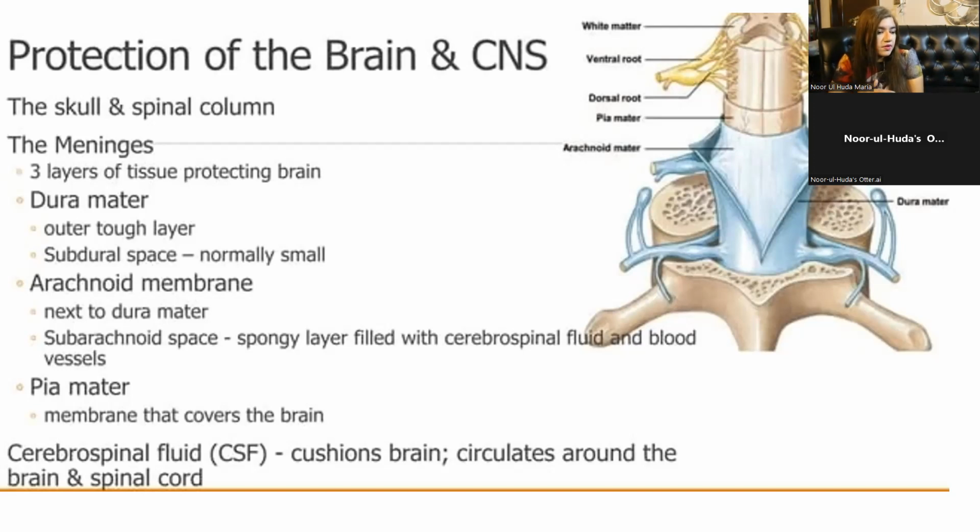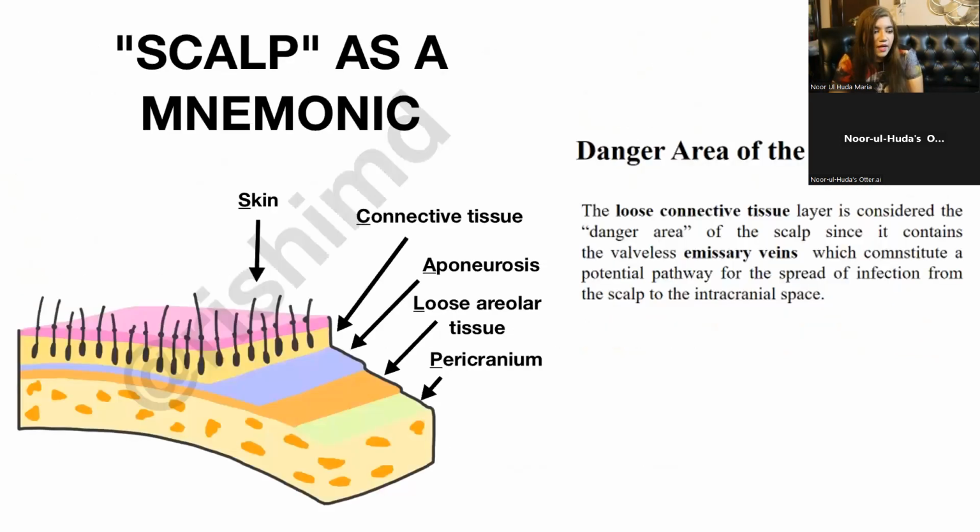Then below the dura we have the arachnoid membrane, and there are the subarachnoid spaces, the space beneath the arachnoid, filled with CSF and blood vessels. It is very, very important. The subarachnoid space is extremely important, and we are going to take it up later in detail, because it's something that we need to know about as surgeons. And the pia mater is the membrane that covers the brain, and CSF obviously cushions the brain and circulates around the brain and the spinal cord.